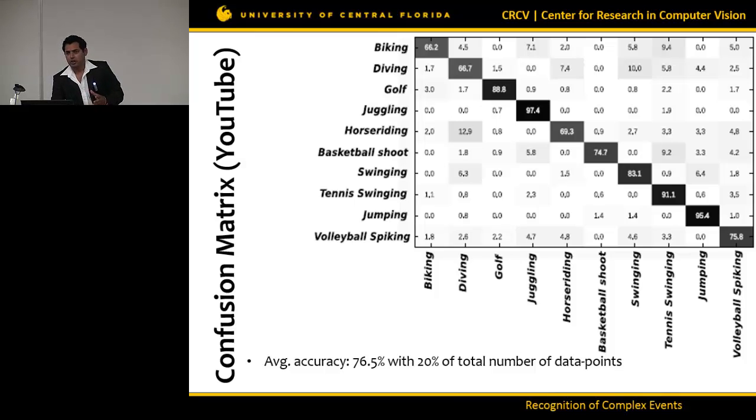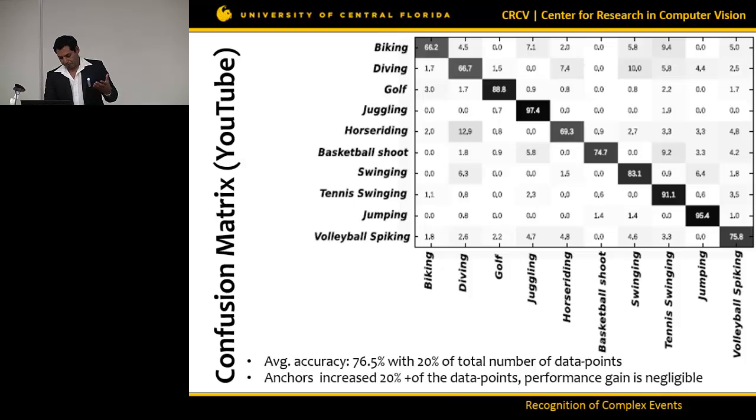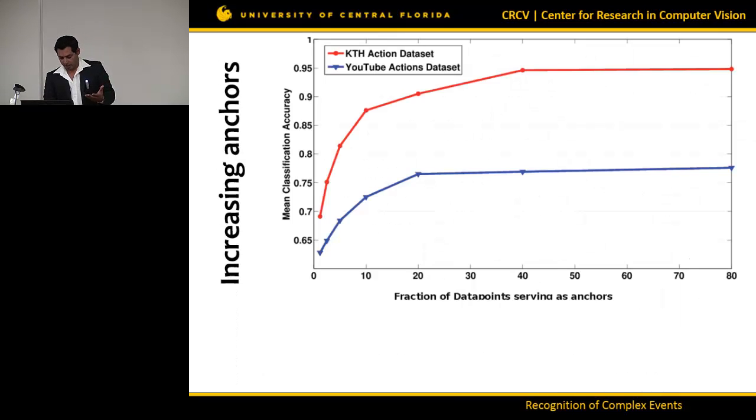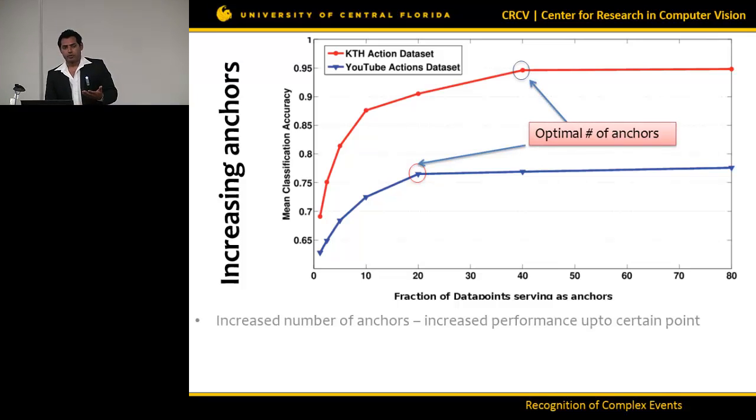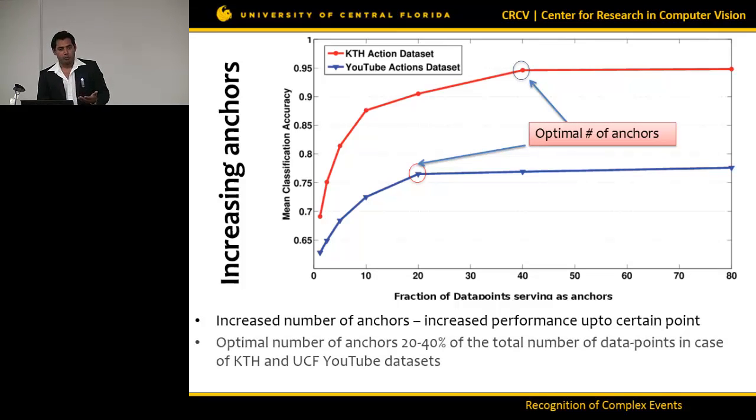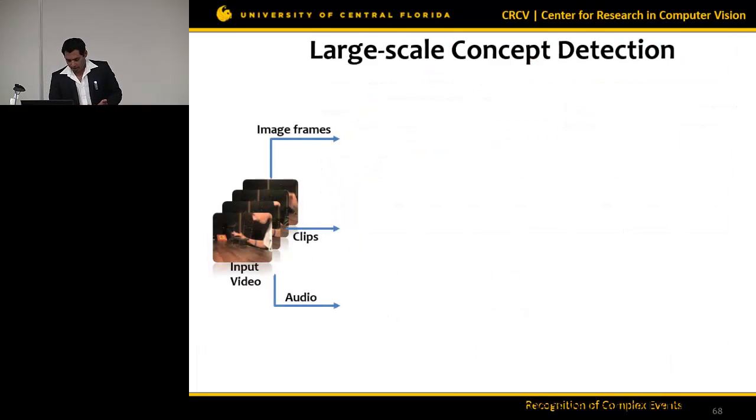We can do this with a very low representation, a very small number of characteristic data points selected as anchors. It's about 20% of the data points. The beauty of this representation is basically you don't have to do clustering. That's one of the good points. This plot shows how the optimal number of anchors is selected empirically on different datasets.